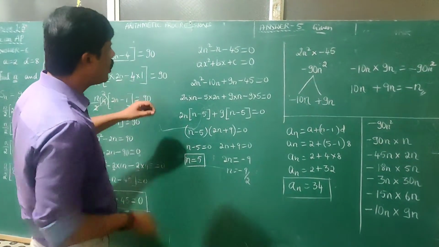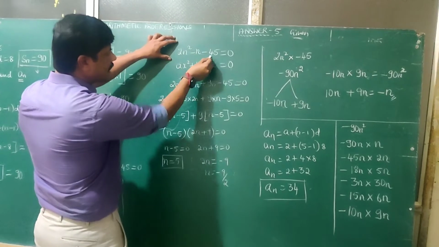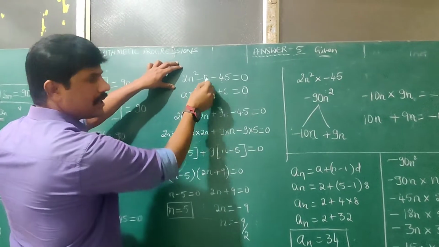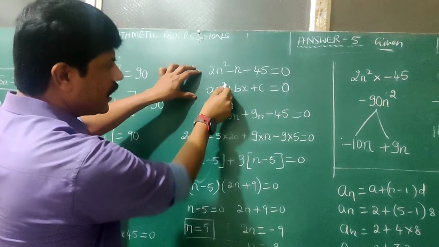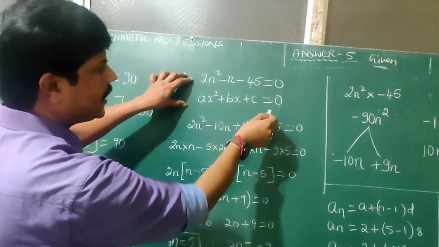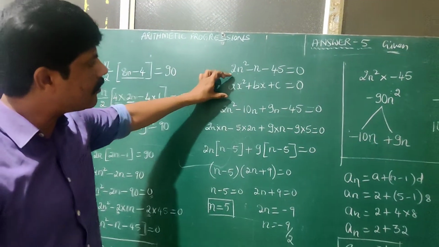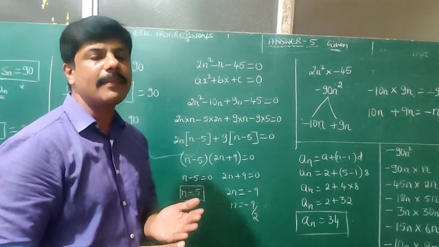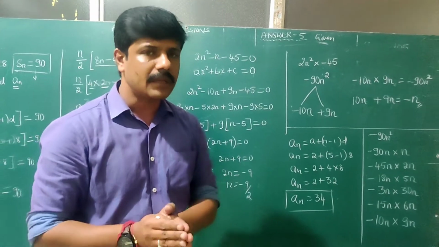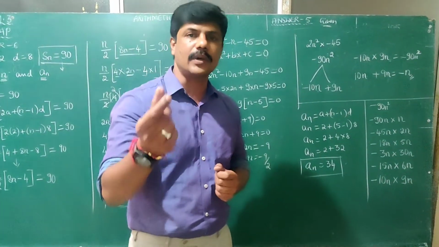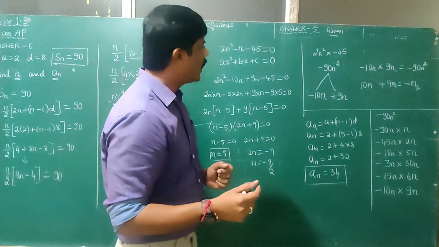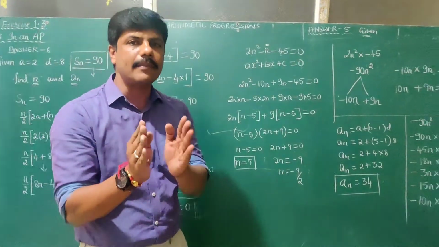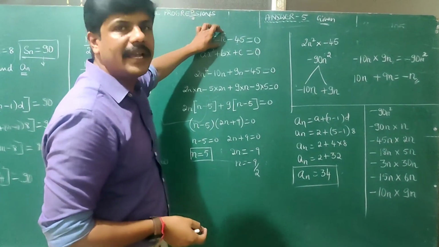Now see here, the standard form of the equation is mentioned here: ax square plus bx plus c equals 0. This can be compared with this. This is the standard form of quadratic equation. Understand, children? Now, how to find the n value? There are 3 methods. One is the formula method. Another is completing the square. Finding the roots by completing the square, and splitting the middle term, or the factorization method. These are the 3 methods that can be employed to find the value of n here.